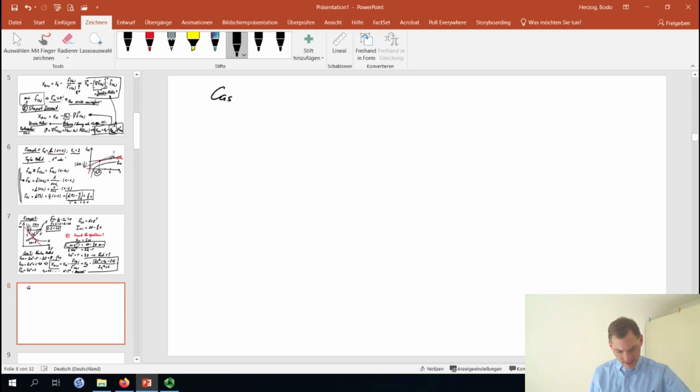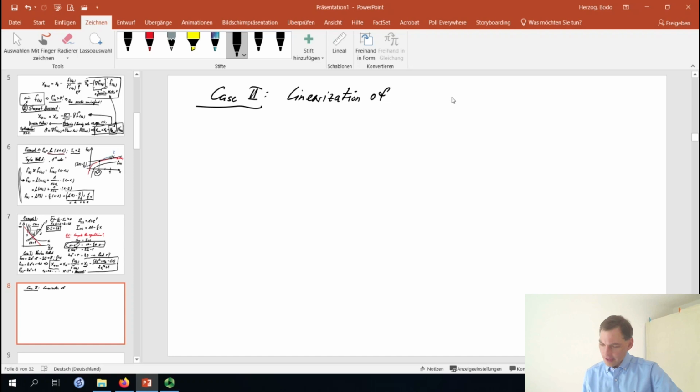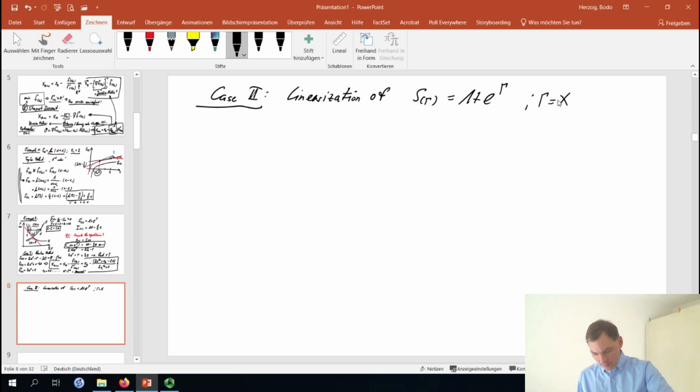So case 2 of my example 2 is the linearization of my saving function s of r equals 1 plus e to the r. Okay, how can we do that? Well, again, at the point where we linearize, you need some benchmark. We choose an r, or an x, of 2. That's my reference point, the x0, or the r0, is 2.